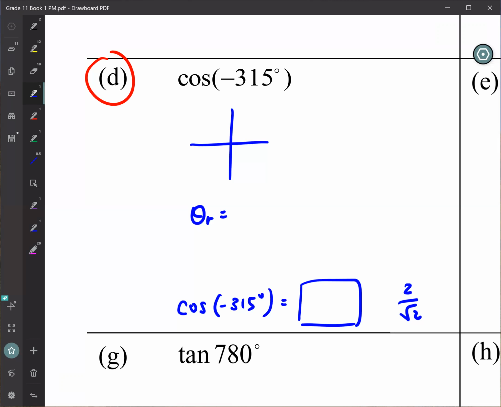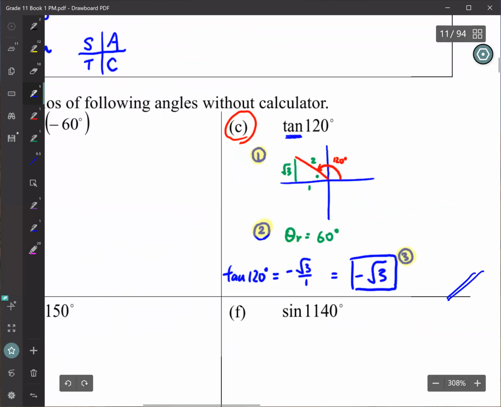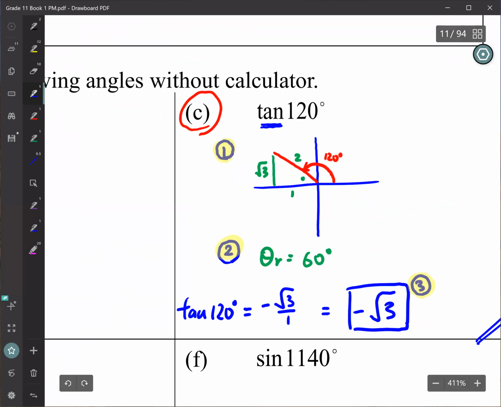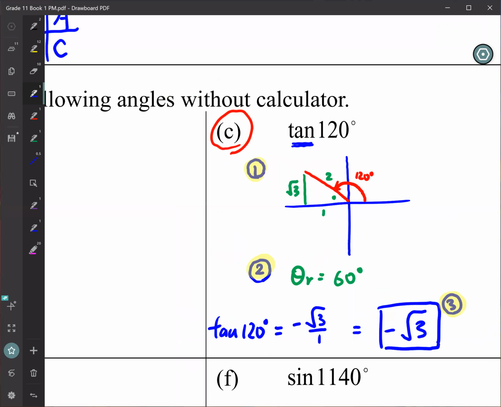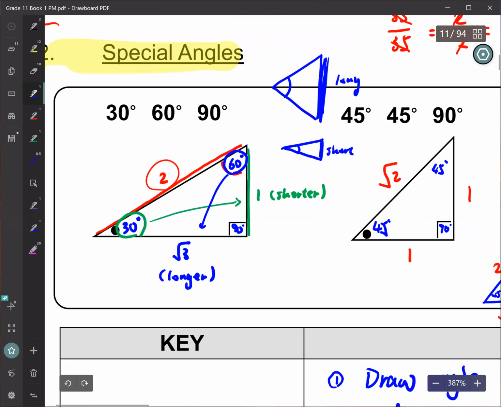How do you find the opposite and hypotenuse, like for instance on C where it's on the triangle? The three sides? Okay, first you have to figure out the reference angle. Do you know why it's 60 degrees? Yeah, I know how to find the reference angle. Okay, so once you figure out the reference angle, then you look at the picture, the two special triangles.